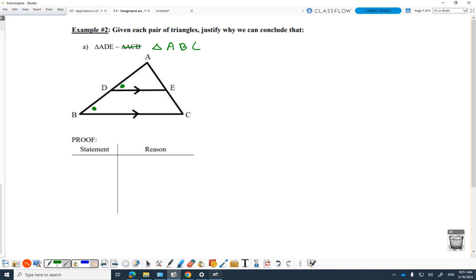So here we go. Angle ADE, yes, it matters which way I go. I went from A to D to E. That angle equals angle ABC. What's the fancy word?